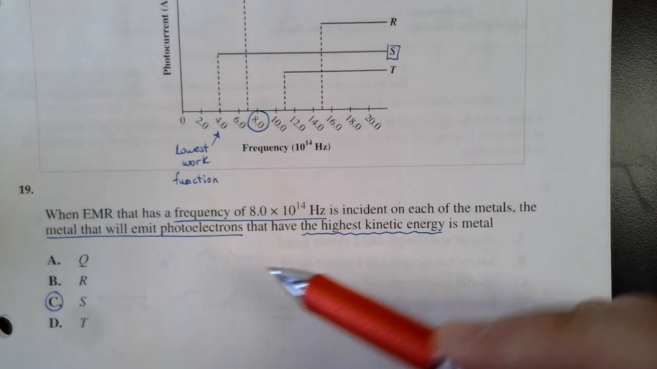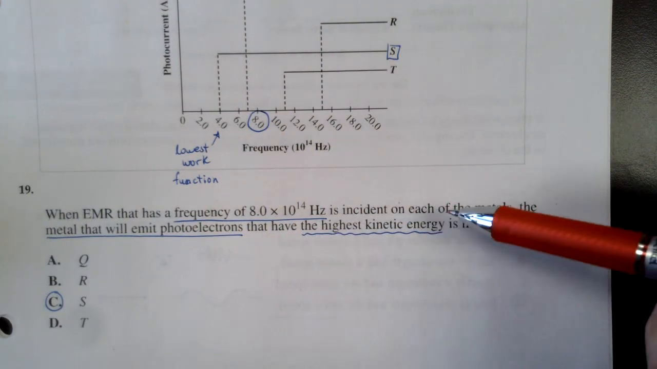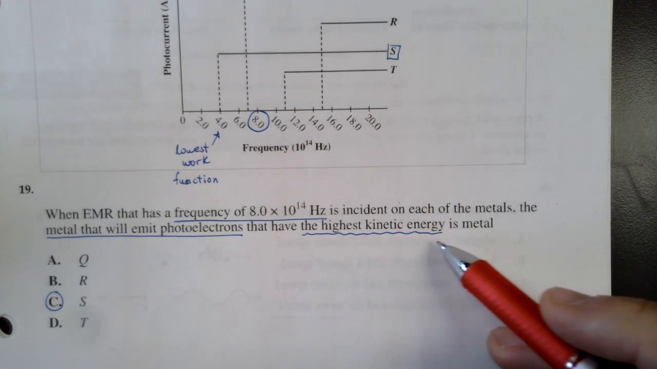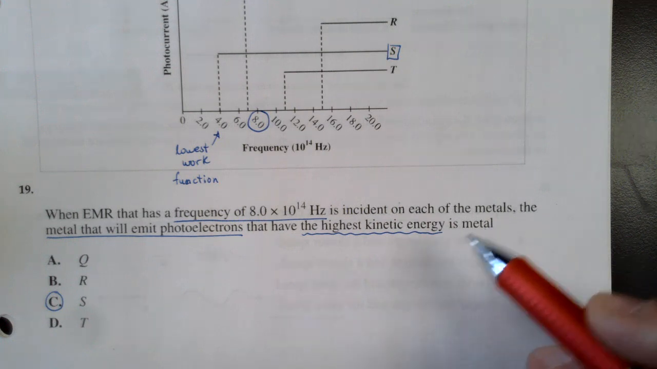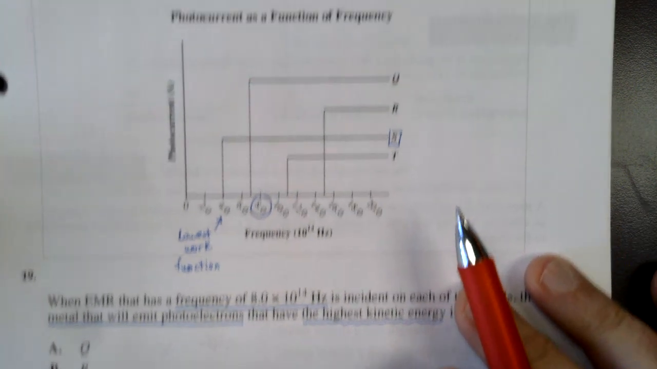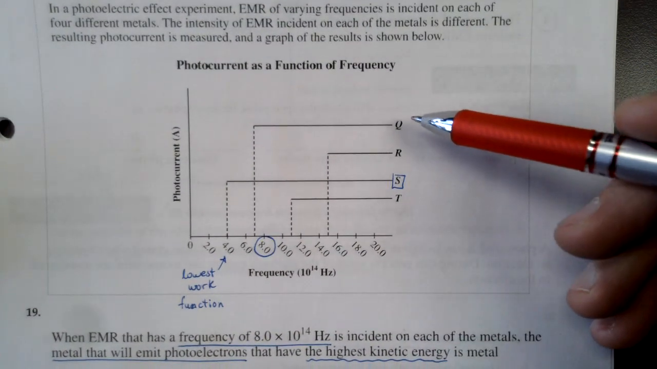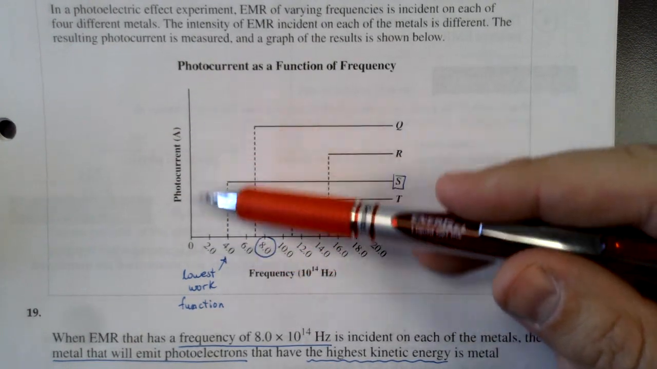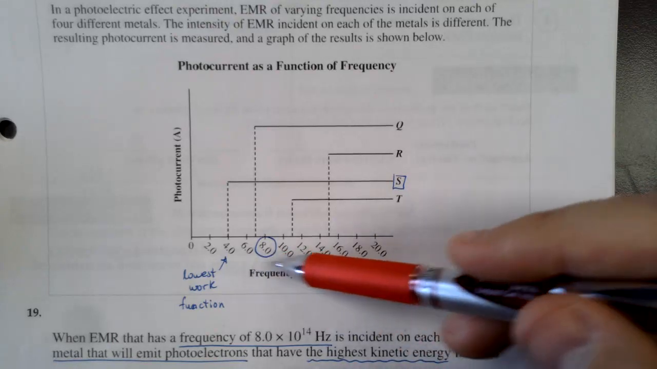When EMR that has a frequency of this is incident on each of the metals, the metal that will emit photoelectrons that have the highest kinetic energy is metal blank. So looking up here, we have this graph, Q, R, S, and T. Now, on the y-axis is the current, on the x-axis is the frequency.